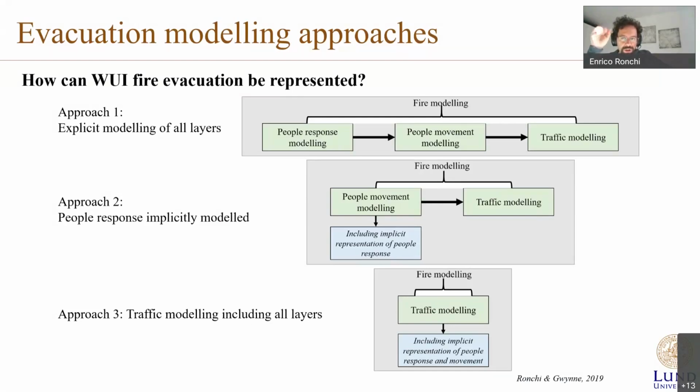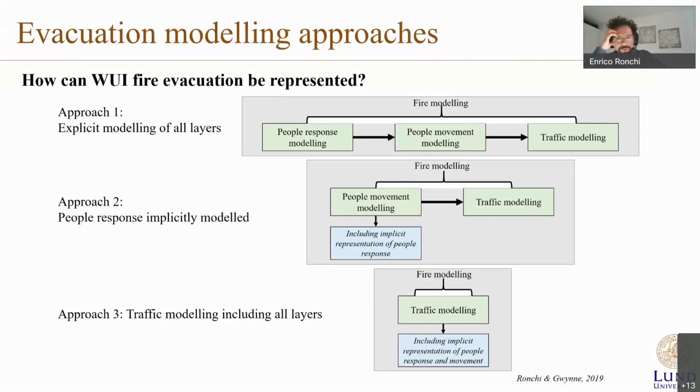and then I have an explicit representation of people response and people movement. By people response, I mean here the pre-evacuation time. So how long do you take to respond to the event when you are, for instance, in your household? People movement is how long it takes for you, once you've taken a decision to leave, to reach a vehicle. It can be your private vehicle or public transport and so on. And then we have the traffic modeling layer, which actually does the simulation of the actual movement along the road network.